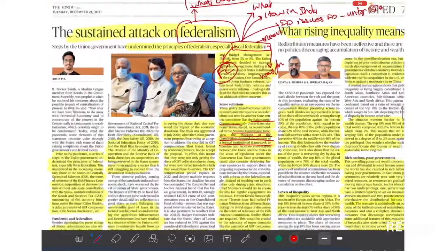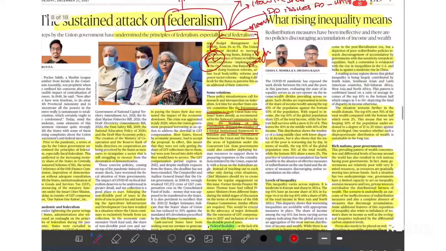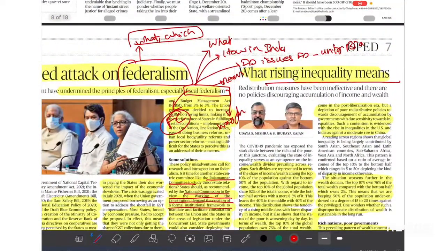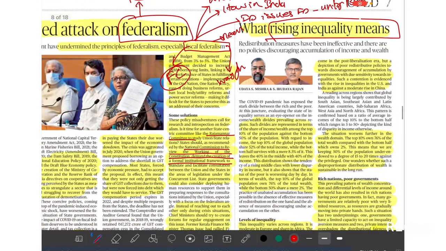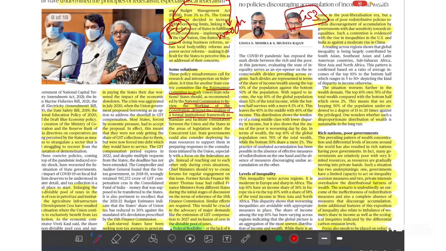So read this article well. Take the instances. Take the arguments. That's good. Then rising inequality means another good article. Inequality is one of the major issues India is facing. GS3: India is one of the most unequal countries in the world today. Numbers are given.